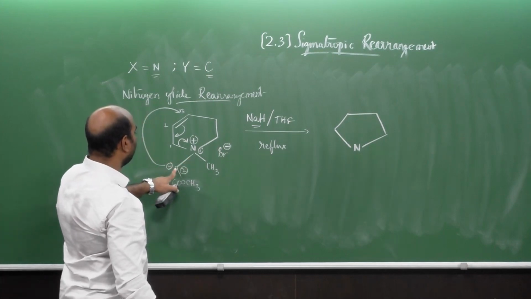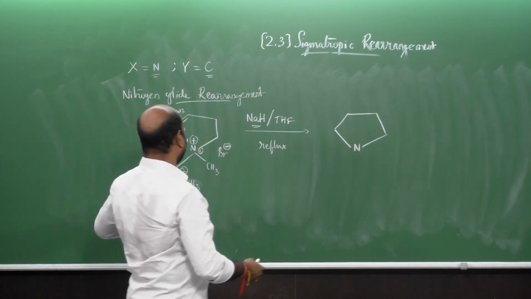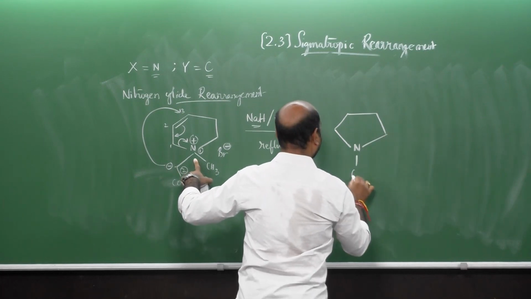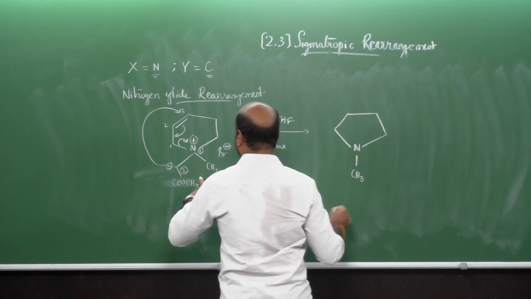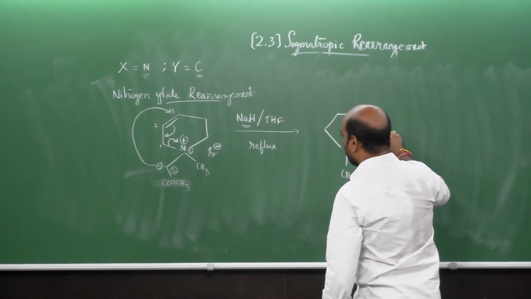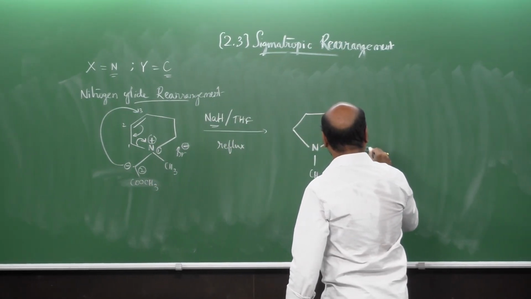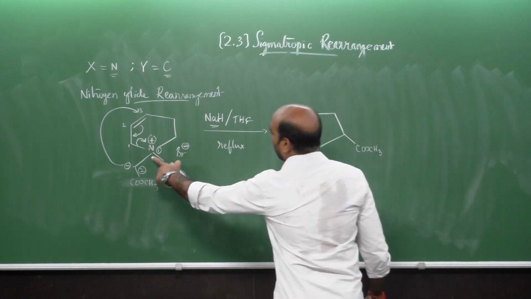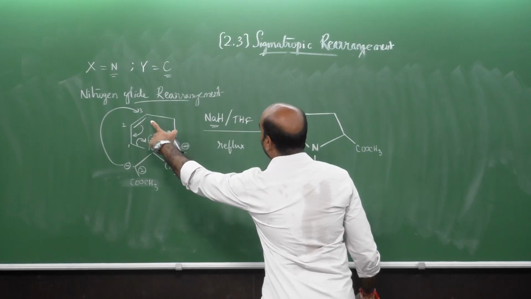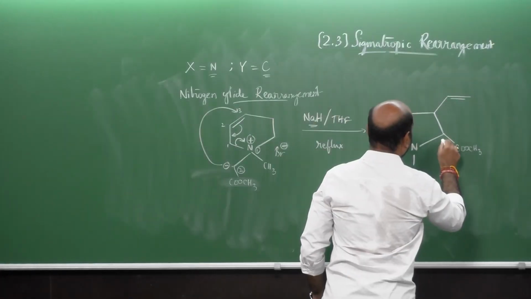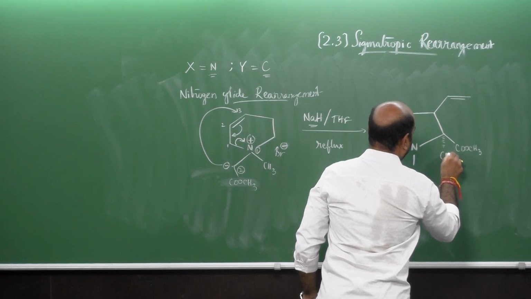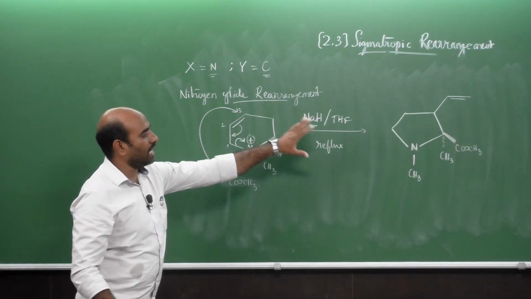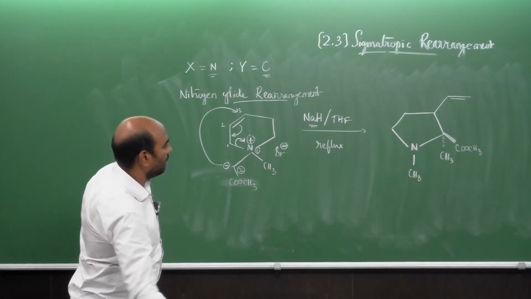What is next, immediately connected to this is the second carbon atom. So what does it have? Nitrogen already has a methyl group, and the second carbon atom has COOCH3, and then this is connected to the third carbon atom. So the 6-membered ring has converted into the 5-membered system.